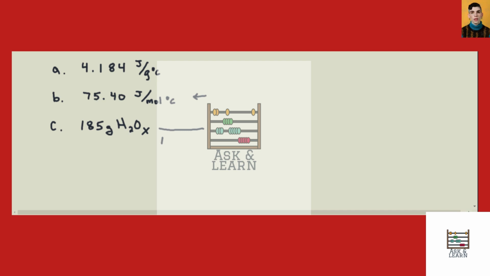So my first step here, I am going to use the molar mass of water, getting that from the periodic table, 2 hydrogens and 1 oxygen, adding them together. That is the mass in 1 mole of water. And then I can use my molar heat capacity of water. And that is 75.40 joules for every mole degrees Celsius.